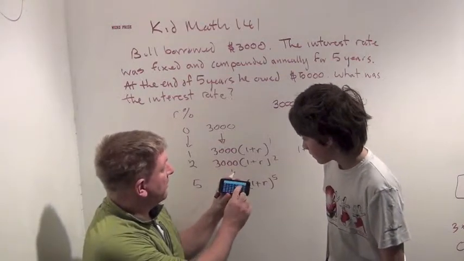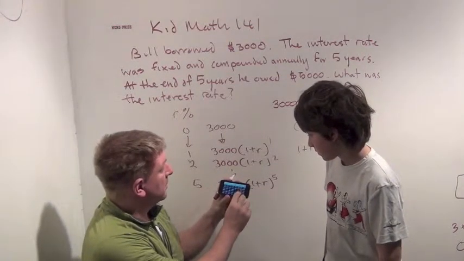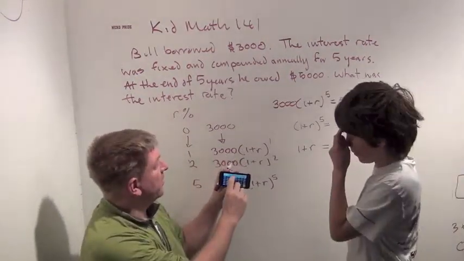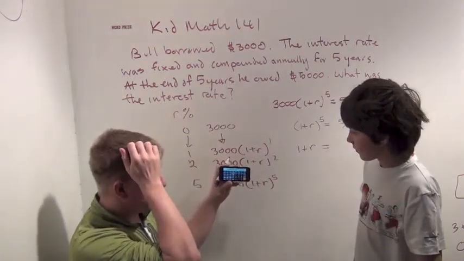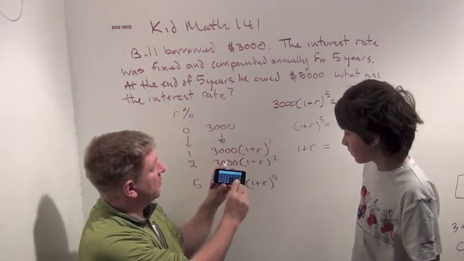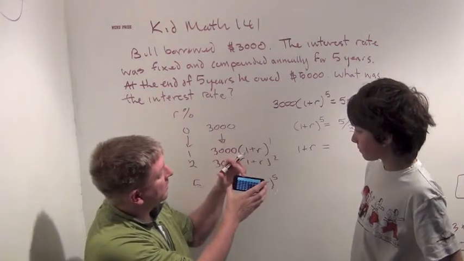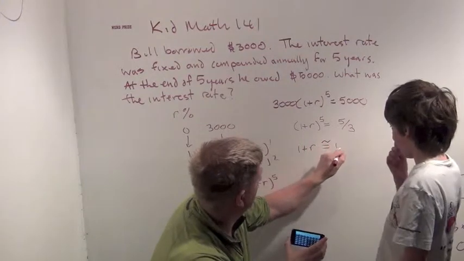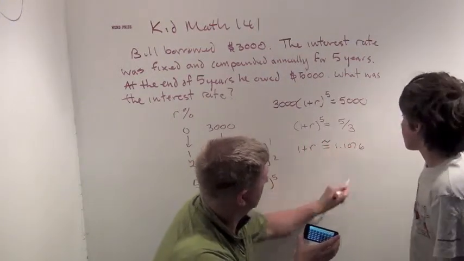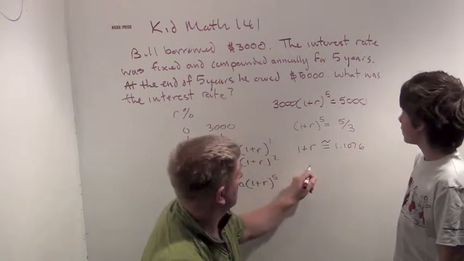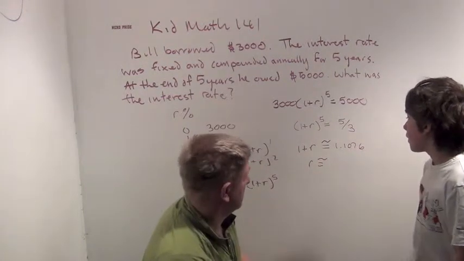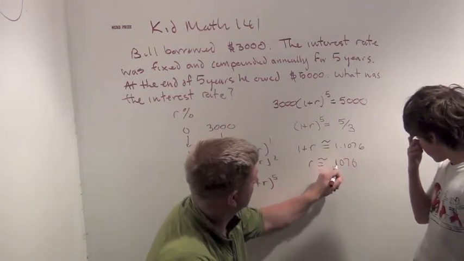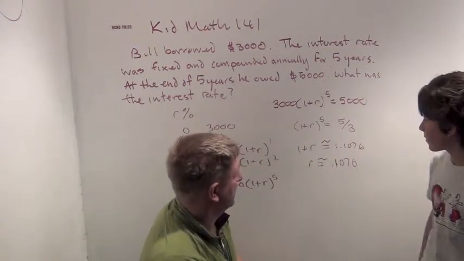So we'll go 5 divided by 3, which is 1.66666666. And we're going to take that to the power of 1/5. What decimal is 1/5? It's 0.2. So we take that to the 0.2 power, and we get approximately 1.1076. So R is approximately what? 0.1076.